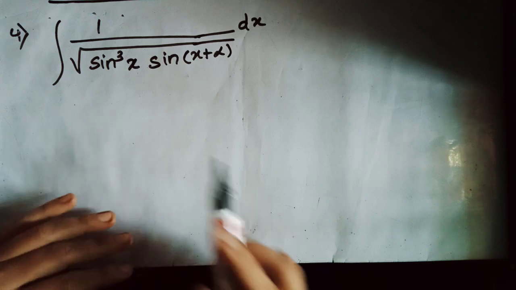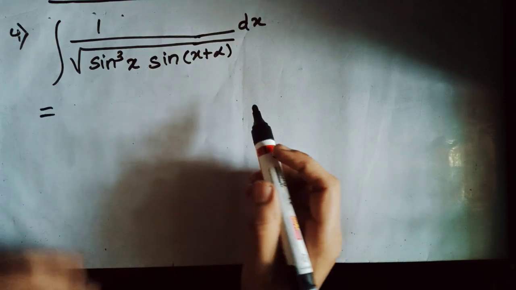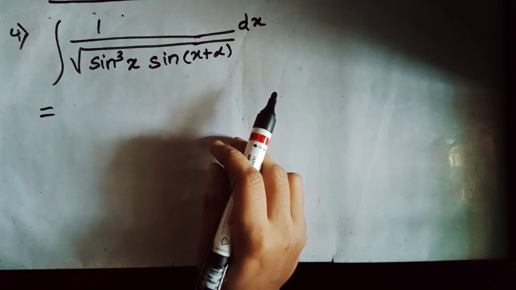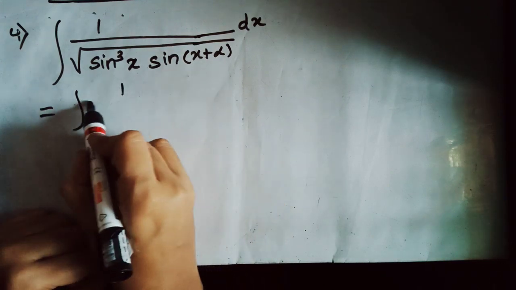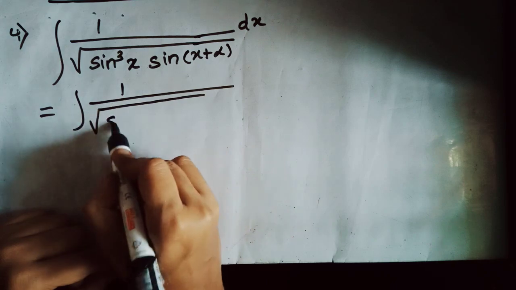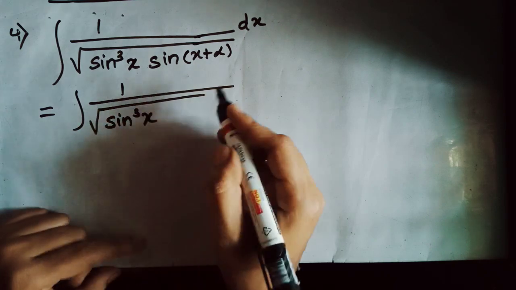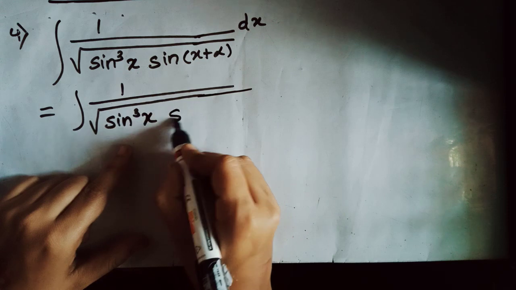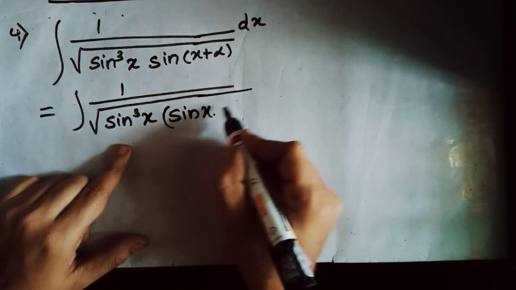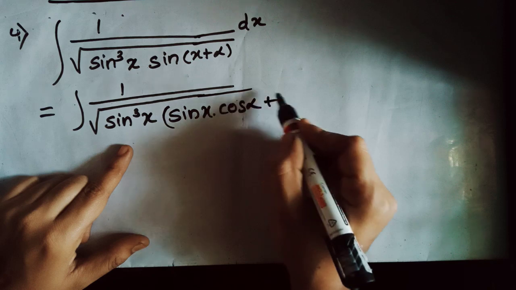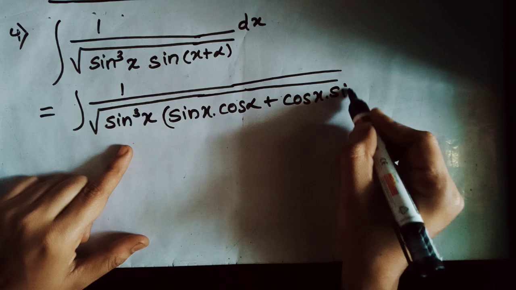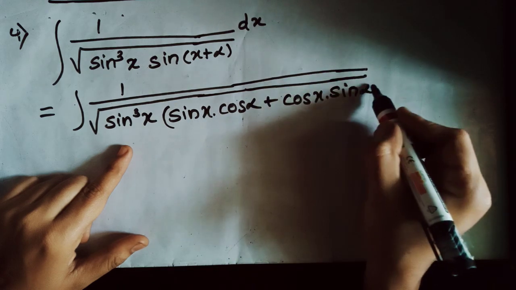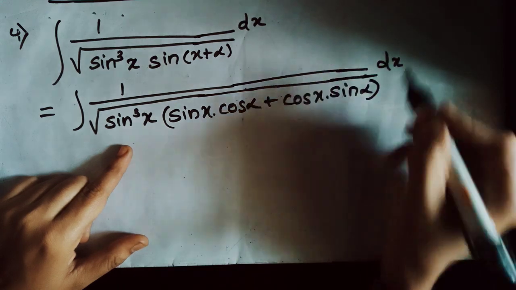Okay, let's solve this. So here you have to first expand. So sin x plus alpha, you can use the sin a plus b formula. So integral 1 upon root of sin cube x into sin a plus b formula. So sin x into cos alpha plus cos x into sin alpha, right? dx.